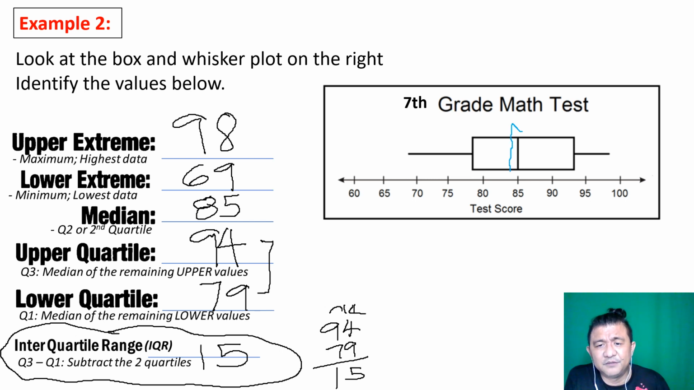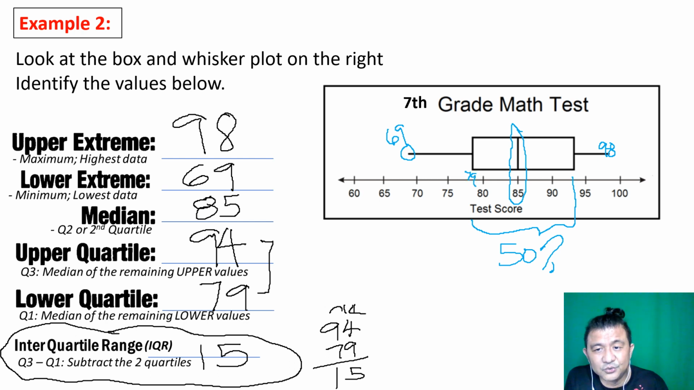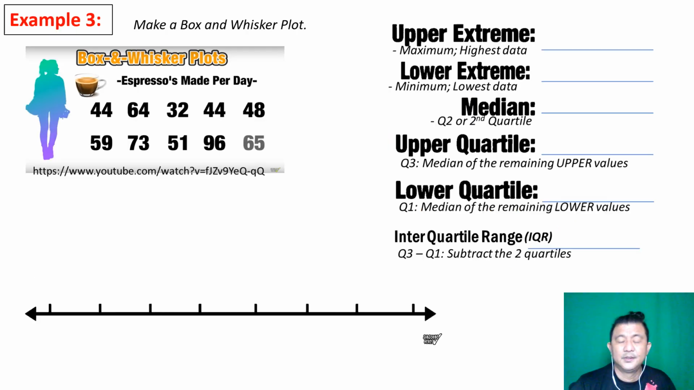Okay, let's just interpret the data. So the middle number of my class is 85. This kid got a 69. He failed. And then this kid got a 98. The highest score on the test is a 98. And 50% of my class would fall between these grades. 50% would be from 79 to 94. All right. So that's how you interpret your data using a box and whisker. All right, let's pause the video and try this on your own. Okay, now I'll show you how it's done.